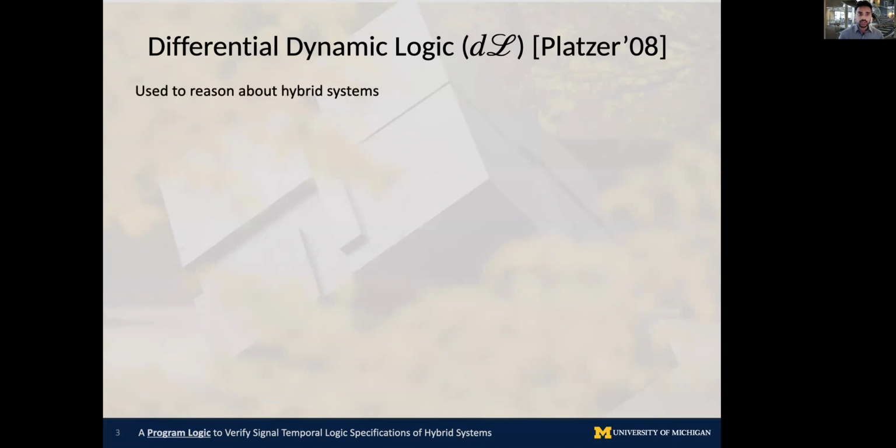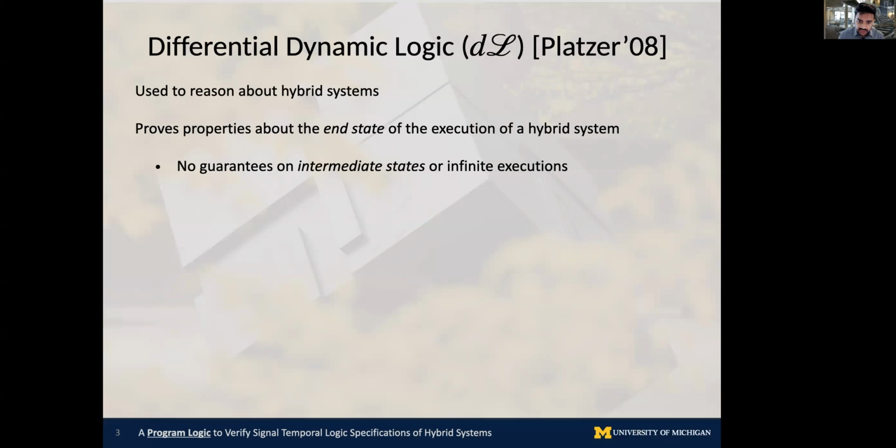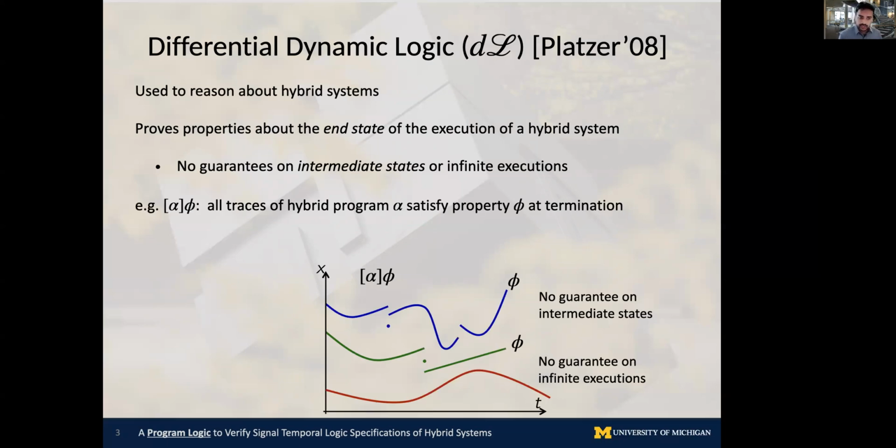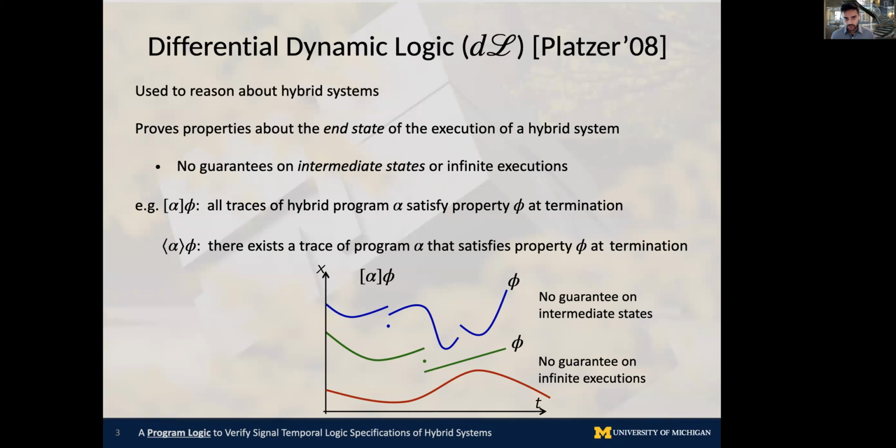A particularly well-known logic is differential dynamic logic, which proves properties about the end states of the execution of a hybrid system. Note here that there are zero guarantees about any intermediate states of the system or on any infinite executions of the system. Examples of properties that we can reason about with DL include this box alpha phi: all traces of hybrid program alpha satisfy this property phi upon termination. And then we also have diamond alpha phi, which says there exists a trace of hybrid program alpha that satisfies property phi upon termination.